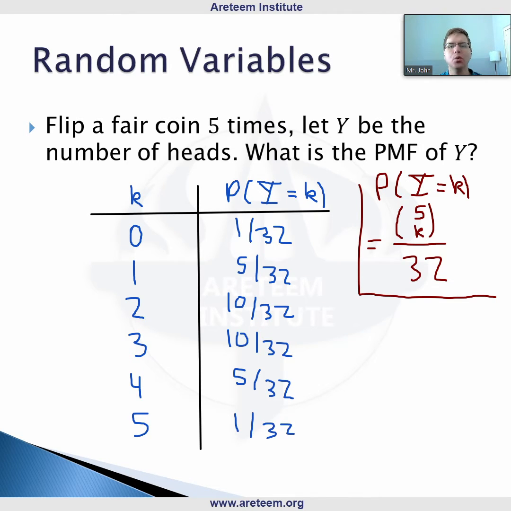And I do want to stress, let me highlight that really quickly here at the end. It is important that we have a fair coin. Things are going to be a little bit different if we didn't have a fair coin, but the idea is still similar in that case. So the PMF for this random variable describes all the possible outcomes and all of the probabilities of those things happening.